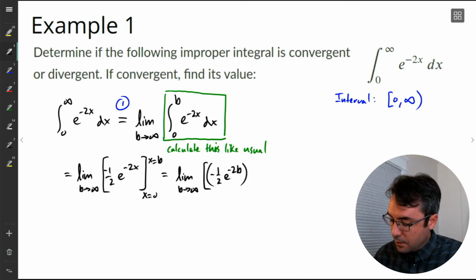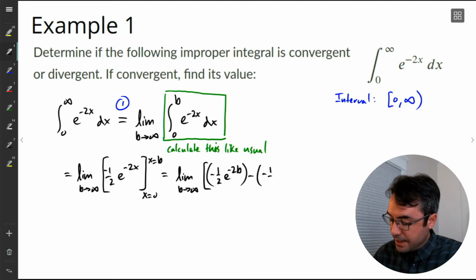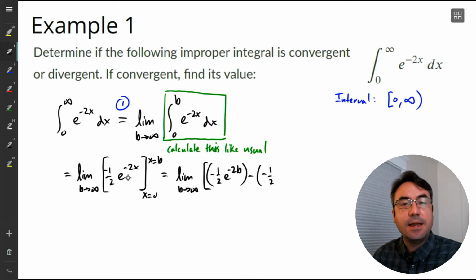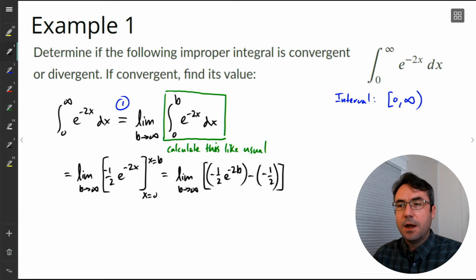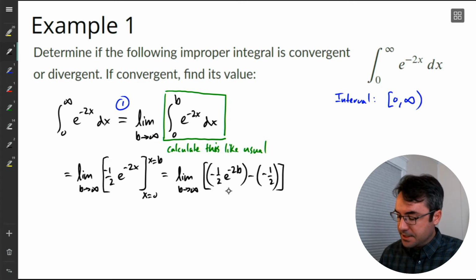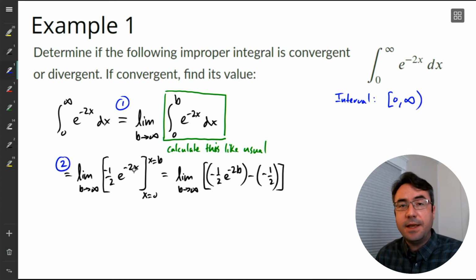Now let's plug in our lower limit. We plug in 0 into our antiderivative, and we end up with negative 1/2 e to the 0, and e to the 0 is 1. So just a negative 1/2 there. All right, and then we subtract. Top number goes in first, bottom number goes in second, and then we subtract just like we normally would with a definite integral. Let's simplify this now. So that's really step 2: find the antiderivative just like you normally would, evaluate that antiderivative just like you normally would, and then we're going to get into the new part here.